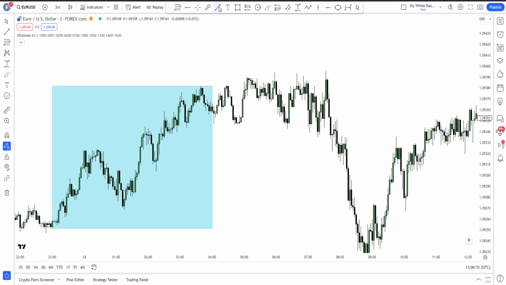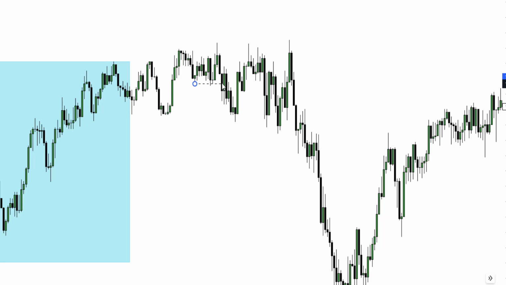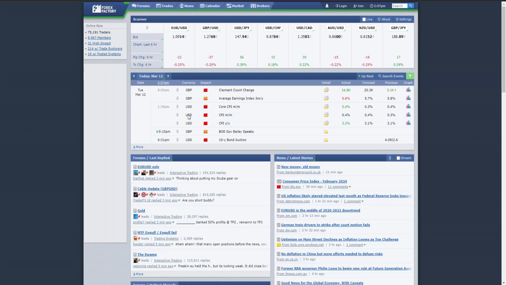And then this was the shifting structure that I saw here. I saw price shifting structure right here. It was a kind of very tricky entry. I now check my Forex Factory calendar to see if I have any serious news coming out today. Obviously, there was so much other news coming out today.